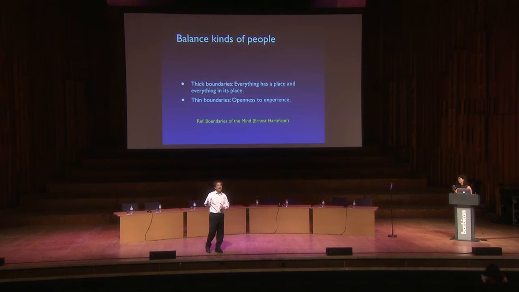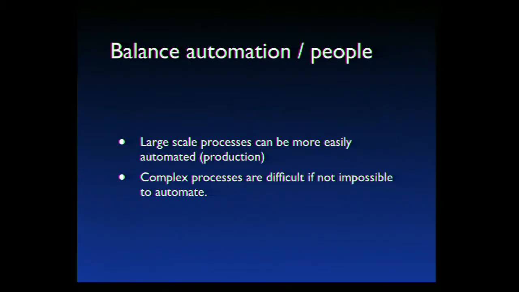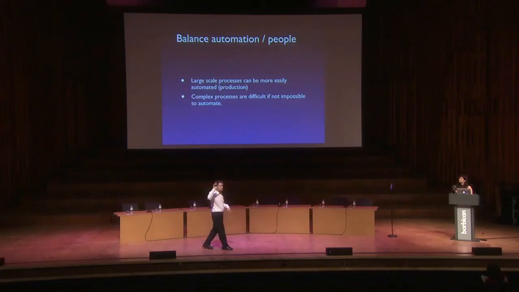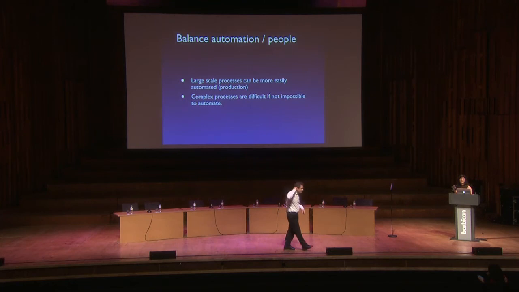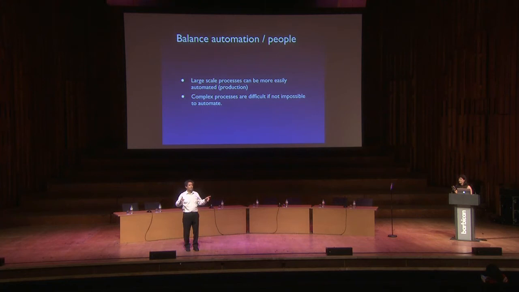And we need a balance of automation in people. Automation is something that tends to work on which part of the system? The structure. The large scale part, the stuff that has to be done over and over and over again the same way, you can automate that. Can you automate the complex part? No. Some might say yes. I claim there's a legitimate debate as to whether or not people are fundamentally necessary for complex tasks. And I think that in the meantime, that's surely the case.